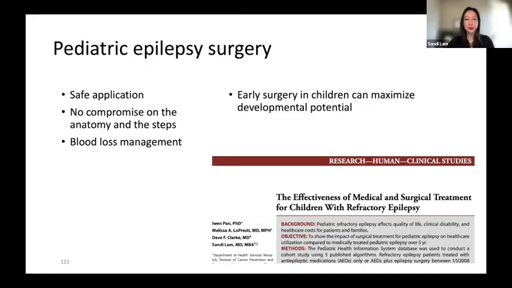In closing, epilepsy surgery is not just surgery. I don't compromise on the anatomy or the steps. But I believe very strongly in epilepsy surgery, because epilepsy surgery can maximize a child's potential and their quality of life. And that matters to patients and their families and their whole communities.